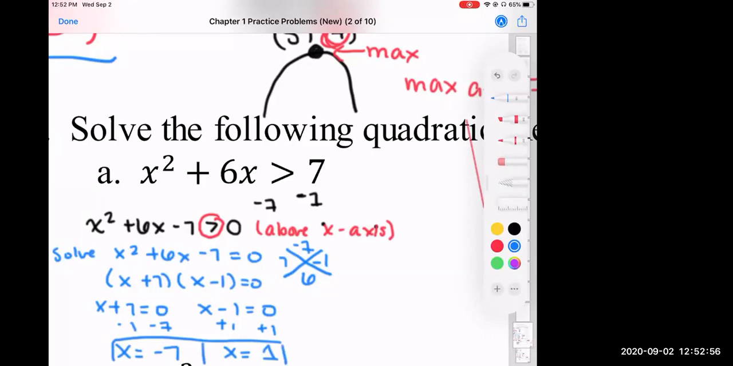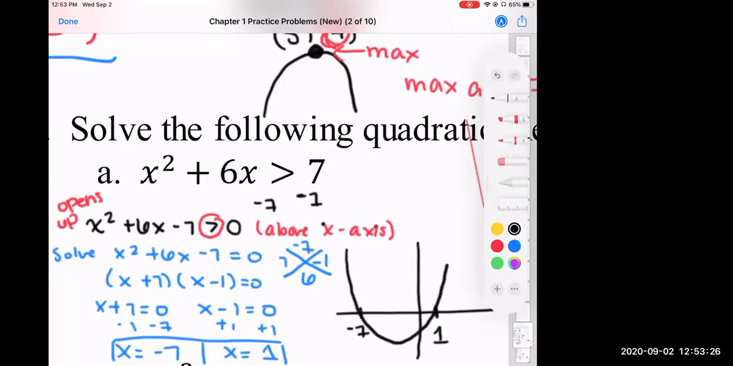Now I'm going to do a super rough sketch. Does your parabola open up or down? Well, looking here, I see that there is no minus to begin with, so I know it opens up. So my super rough sketch for my graph is with my zeros at -7 and at 1, and I know it opens up. So, super rough sketch. I don't care about the vertex. I don't care about mirroring points. All I want to see is what's happening and where those zeros are.